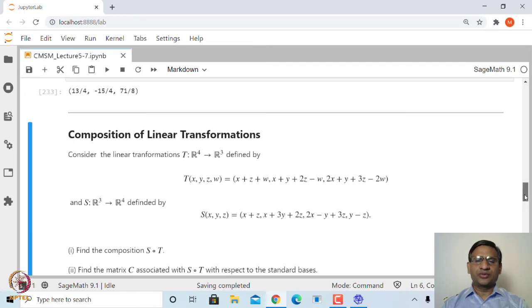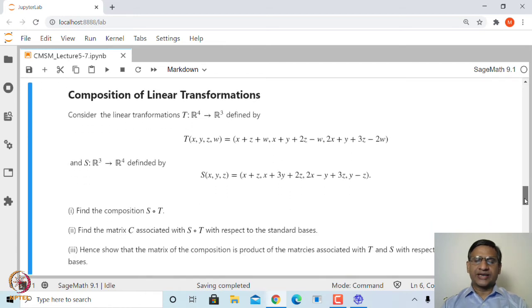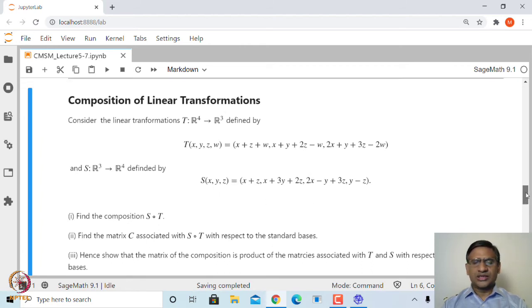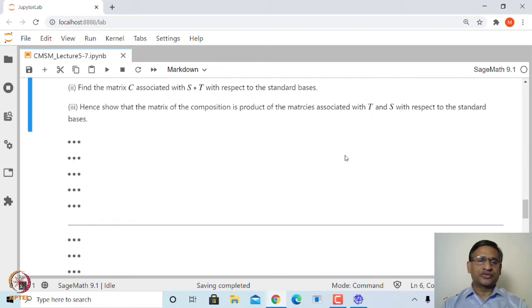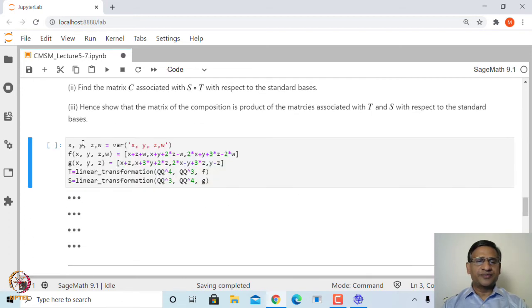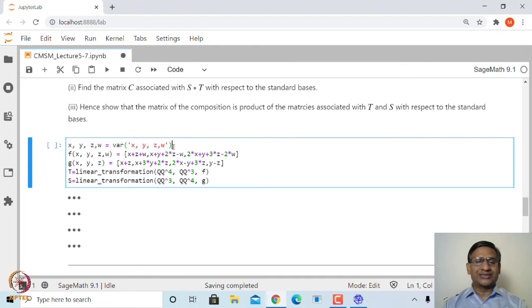Now here we are doing everything with respect to the standard basis. However, the same result will be true if you take any basis on the domain and codomain of T, and similarly on the codomain of S. So let us look at how we can solve this problem. This is quite easy. So first let us declare S and T as linear transformations. So first let us declare x, y, z, w as variables.